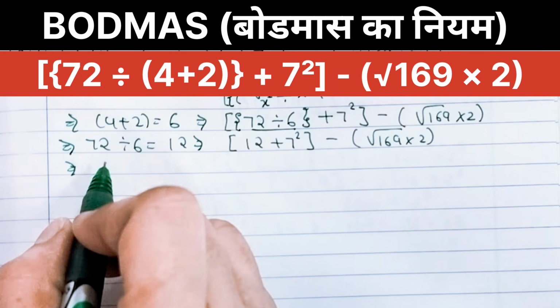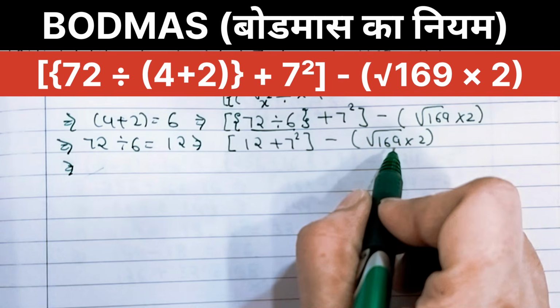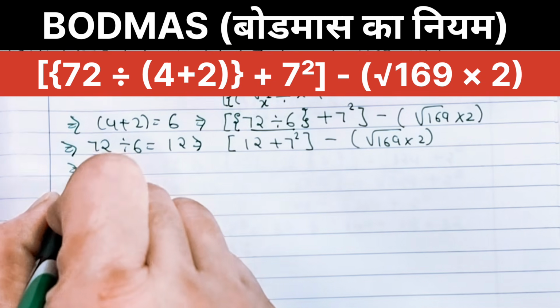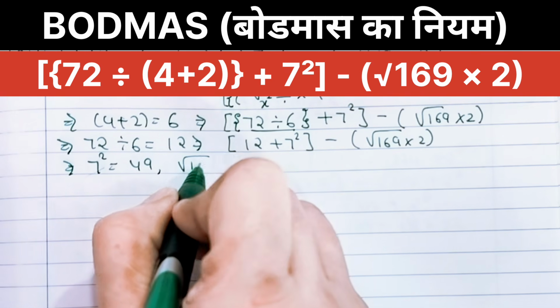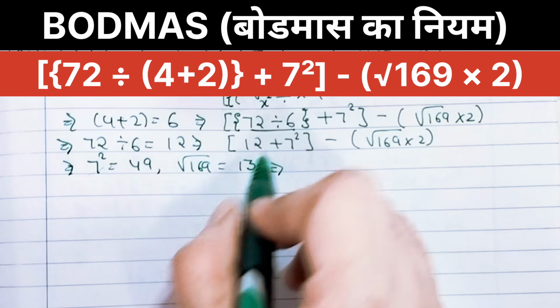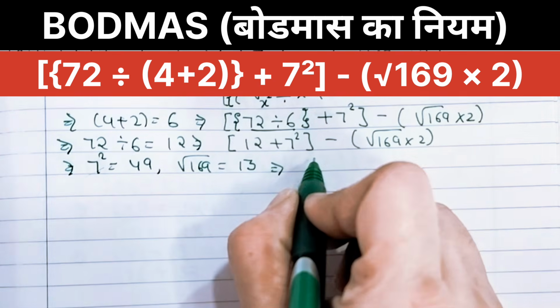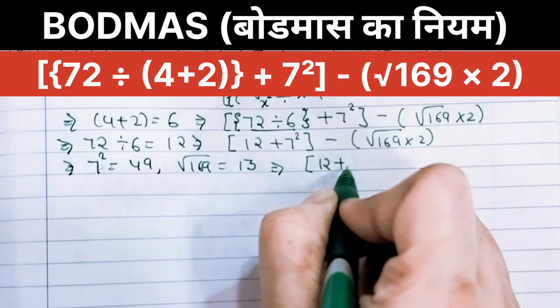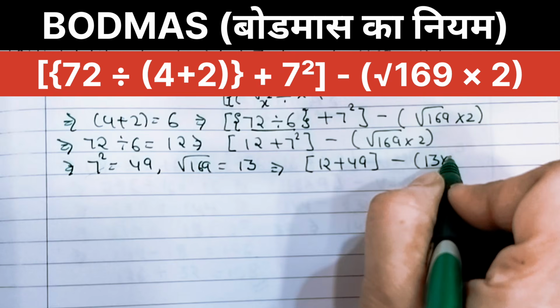So now according to the next step, simplify the orders and exponent. There is a 7 power square and then root 169. So now find the value of 7 power square, which is 49, and then root 169 calculated is 13. According to this step, order must be simplified before doing standard multiplication or addition. And now the current expression becomes 12 plus 49 square bracket of minus 13 multiplied by 2.